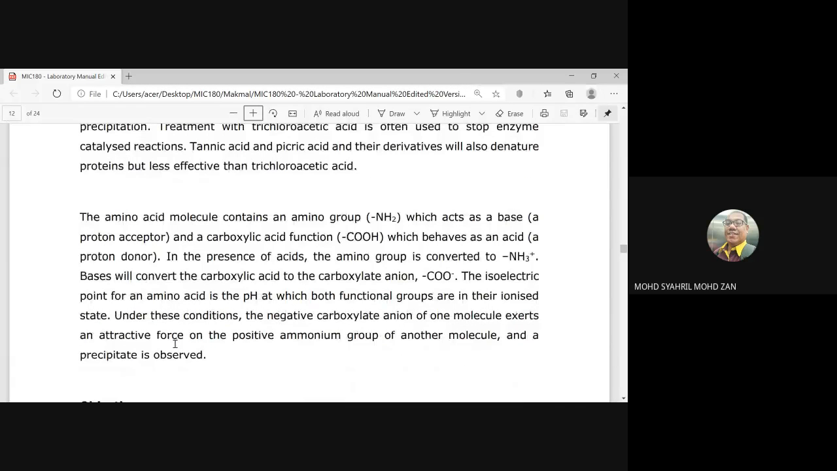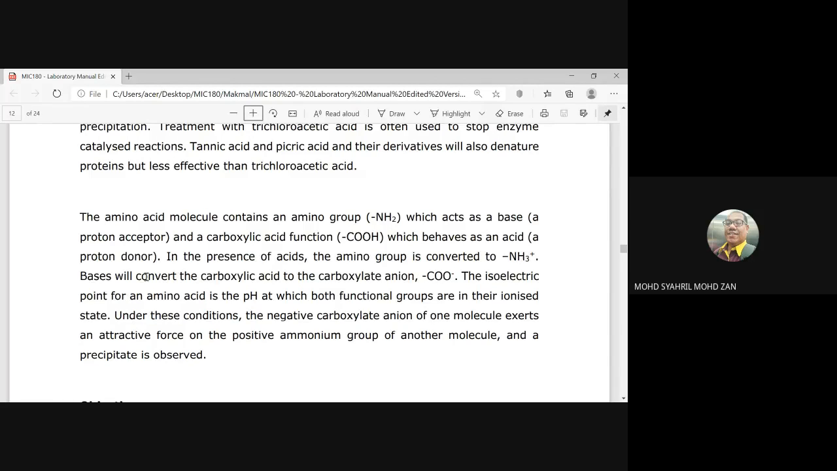The amino acid molecule contains an amino group, which acts as a base, okay, and the carboxylic function, which behaves as an acid, a proton donor. In the presence of acids, the amino group is converted to NH3+ or ammonium ion. A base will convert the carboxylic acid to the carboxylate ion, which is COO negative, okay, charges.